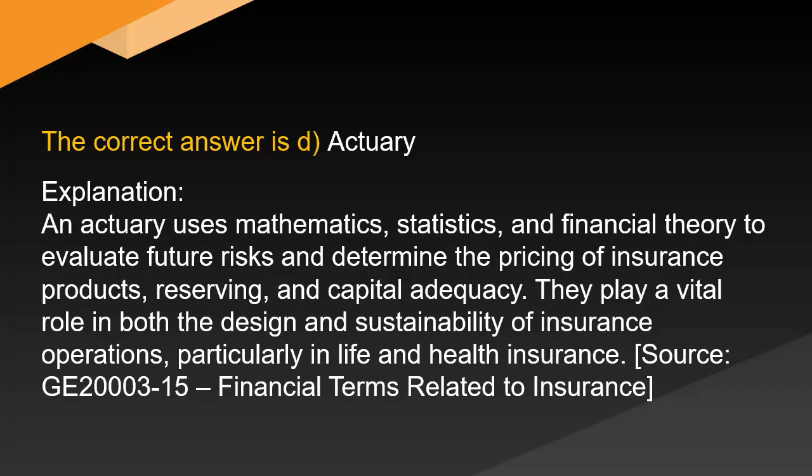The correct answer is D. Actuary. Explanation. An actuary uses mathematics, statistics, and financial theory to evaluate future risks and determine the pricing of insurance products, reserving and capital adequacy. They play a vital role in both the design and sustainability of insurance operations, particularly in life and health insurance. Source: GE2000315. Financial terms related to insurance.